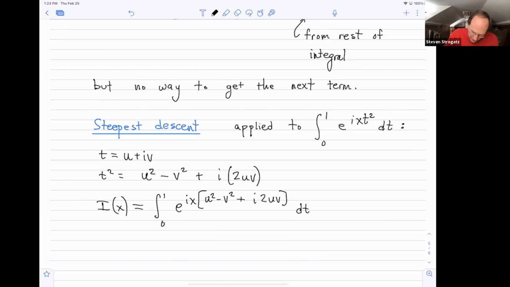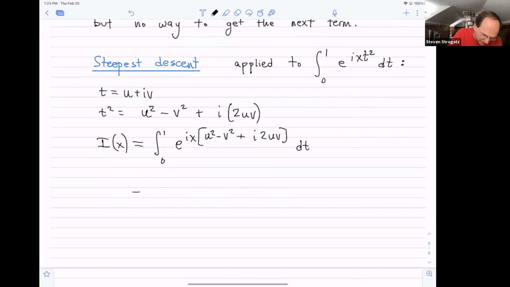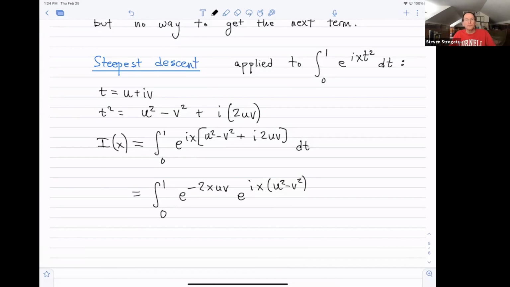That's all dt. And so cleaning that up a little bit, now multiplying through to get the real and the imaginary part, we have a real part. The i's multiply together to make a -1, and I have an e to the minus 2x, u times v. And then there's another term, e to the ix times u squared minus v squared dt.